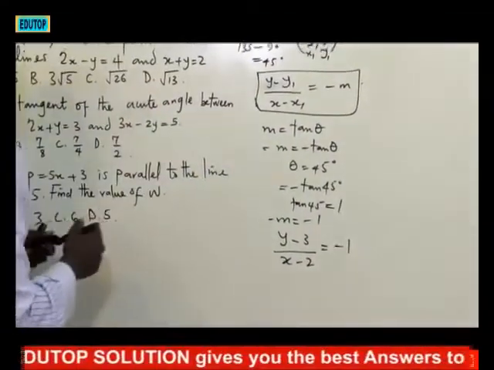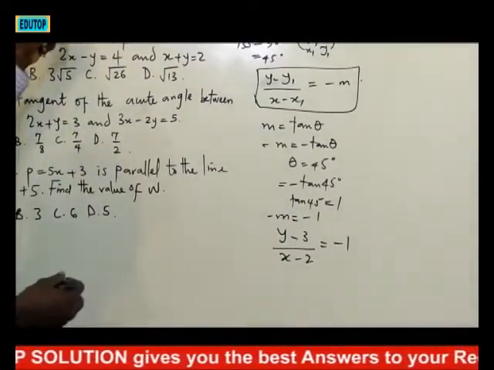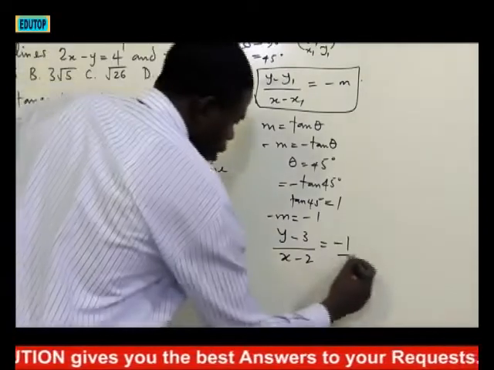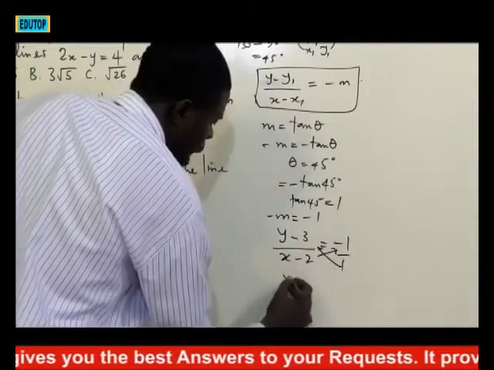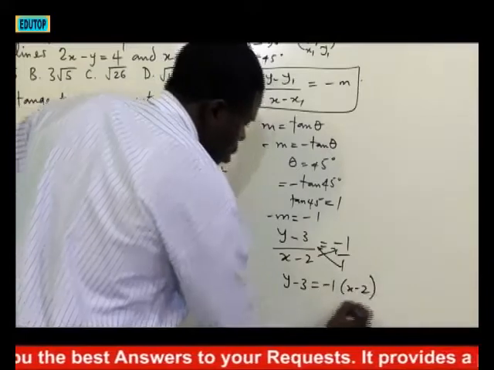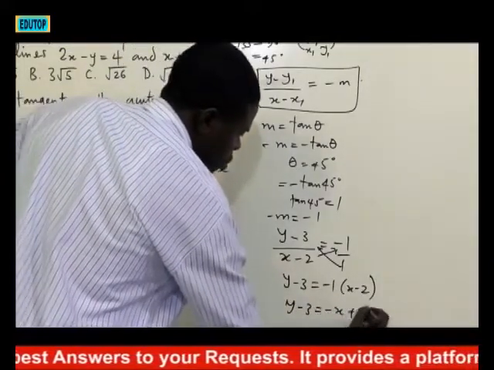So by cross multiplying and looking at our equation, also to find the equation of the line, automatically we can cross multiply such that we have 1 times y minus 3 equals minus 1 into x minus 2. So we have y minus 3 will now be minus x plus 2.